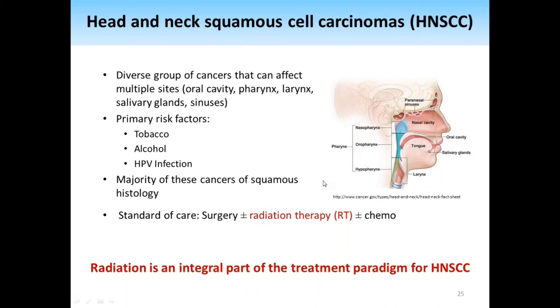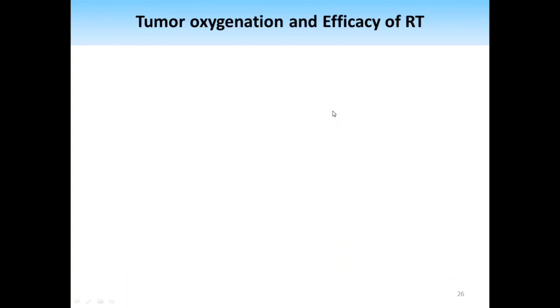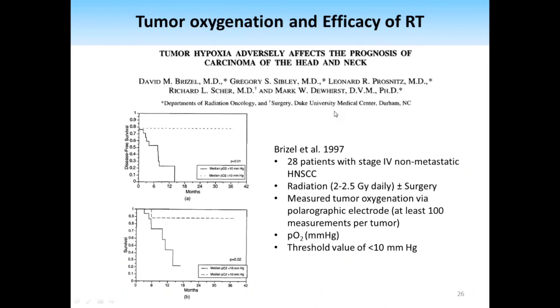Standard of care is usually a combination of surgery, radiation therapy, and chemotherapy. For early stage, usually it's surgery or radiation therapy given alone, or for later stage, it's usually a combination of all three. So radiation is really an integral part of the treatment paradigm for these patients. What's really interesting is that a lot of people have done research to figure out factors which influence or impact radiation efficacy. And probably the most research has been done on how tumor oxygenation impacts radiation response.